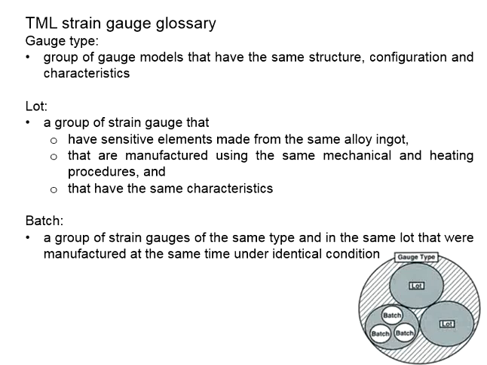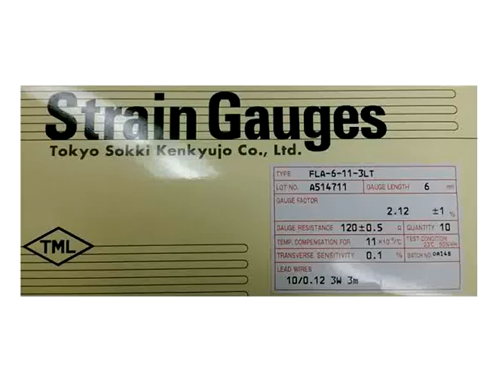And then, where do you see this information? This is normally found on the package of the strain gauge. The specifications are given here. This is referring to the type, this is referring to the lot, and this is referring to the batch. By having this information, you are able to trace the origins of the strain gauge.